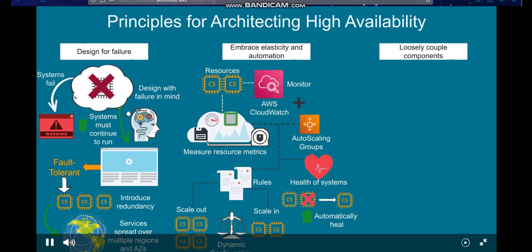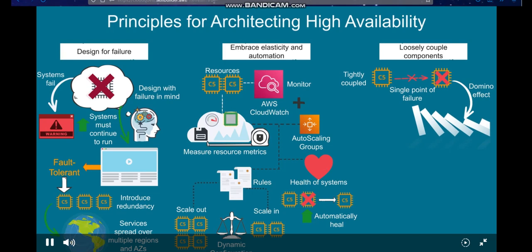Loosely coupled components. Another principle is to ensure your systems aren't highly dependent on each other. This is known as tightly coupled. When you have a set of tightly coupled services, should one of them fail, it can cause a domino effect which can cause the whole set of services to encounter a fatal error. Instead, seek to decouple your components from one another.